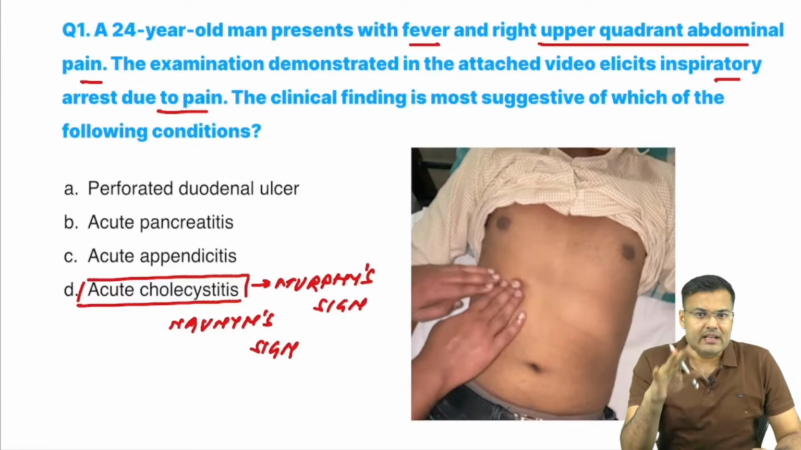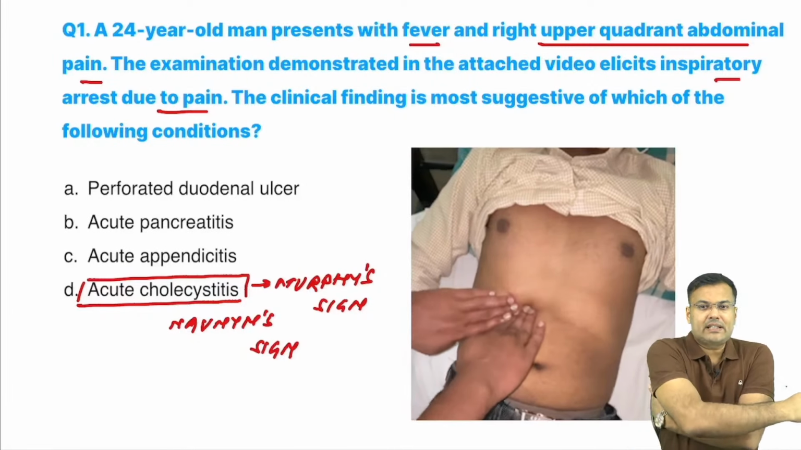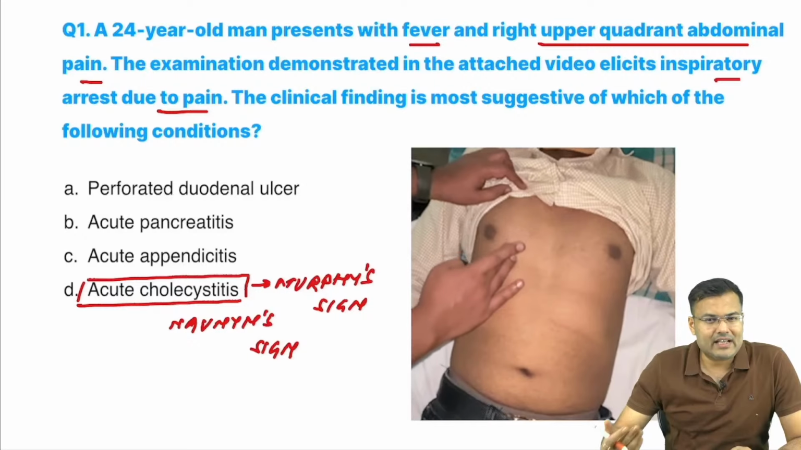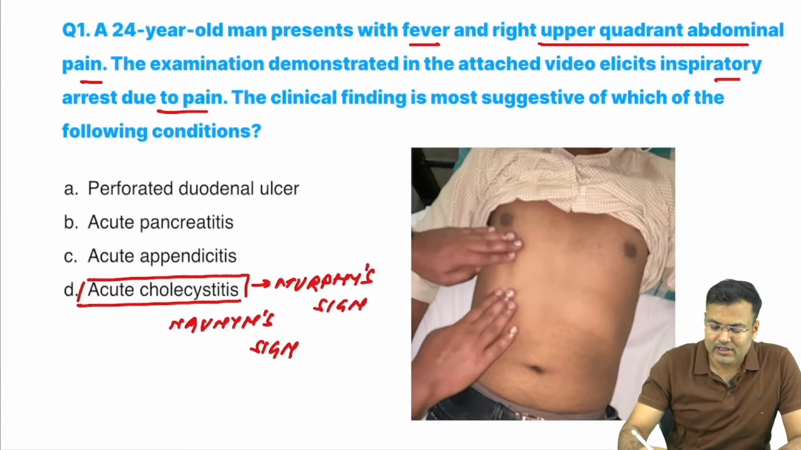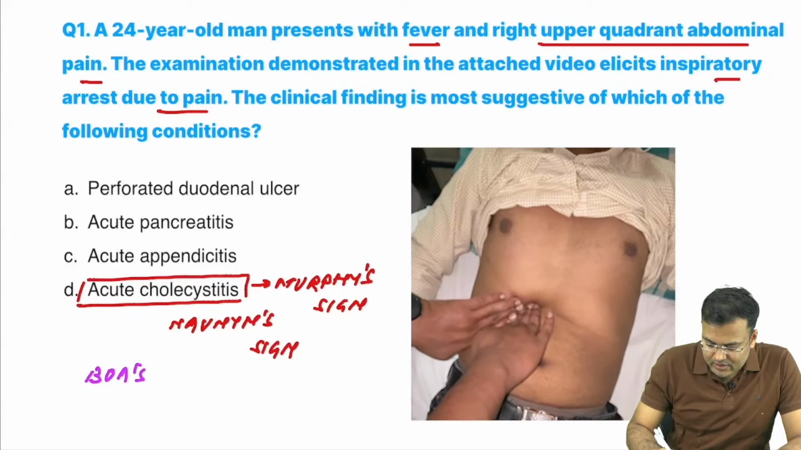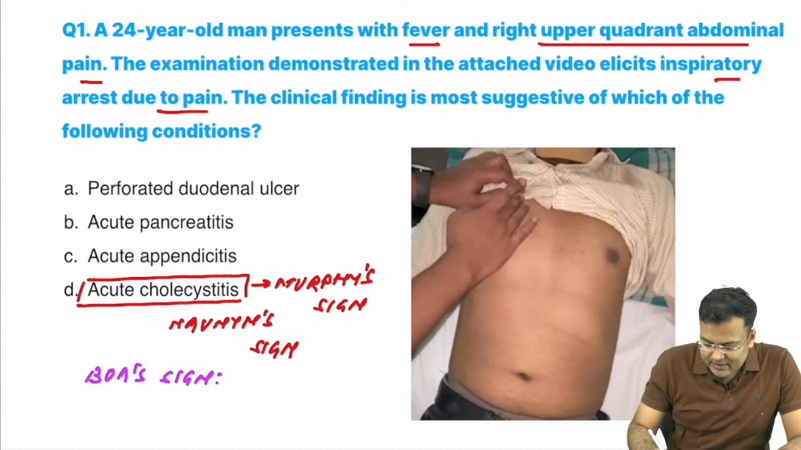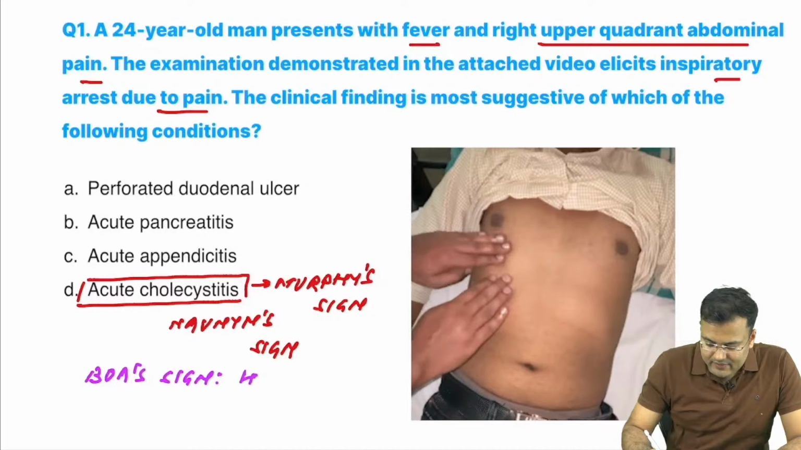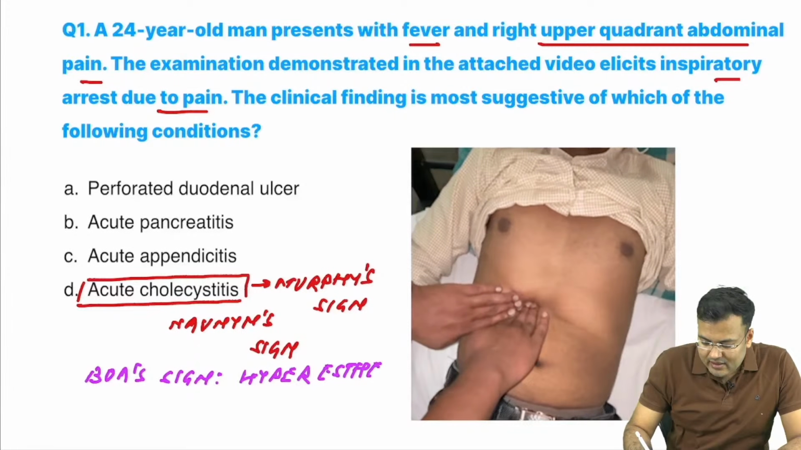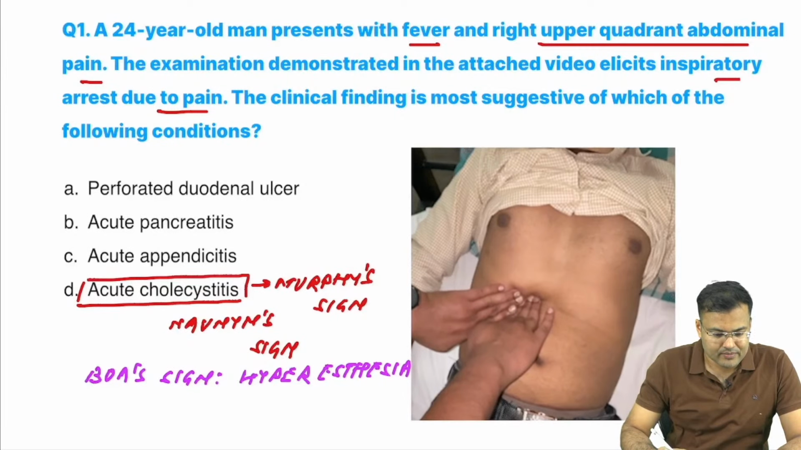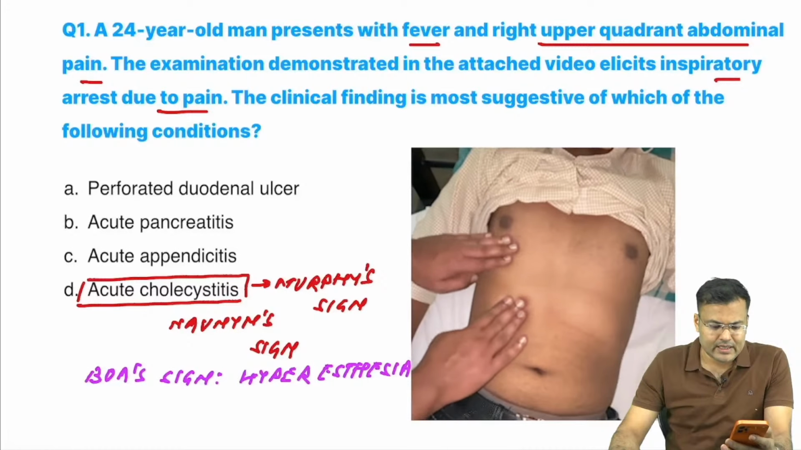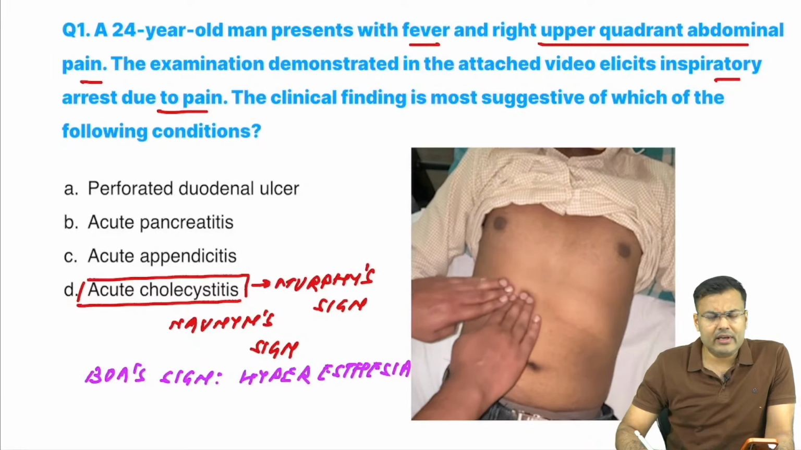This is one question. The second question, you know which one comes? They ask you that there is hyperesthesia at the inferior angle of the right scapula, and that is known as Boas sign. So hyperesthesia at the inferior angle of the right scapula, clear? That is Boas sign.